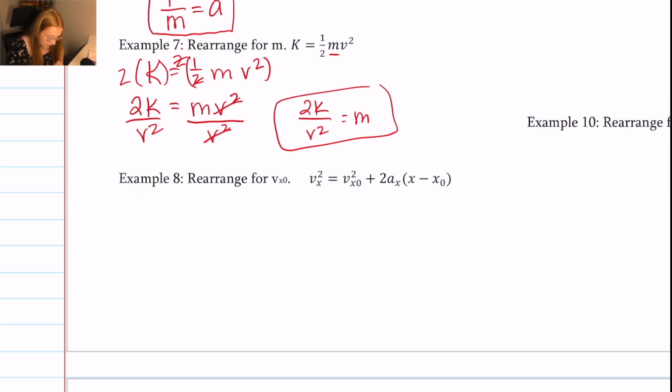Okay, this one looks like an eyesore. There's a lot going on. It says rearrange for vx naught. So we're looking at that variable right there. Right off the bat, I do see that it's squared, so I'm going to have to deal with a square.